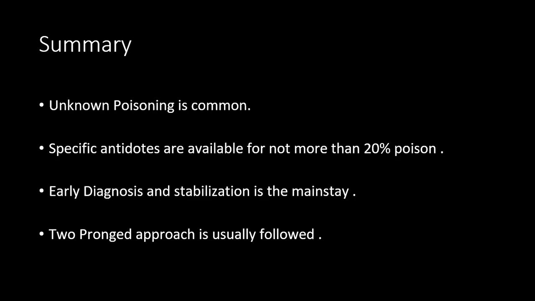So just to summarize, unknown poisoning is quite common, and specific antidotes are available for not more than 20% of poisons. And early diagnosis and stabilization is the mainstay, and usually we follow the two-pronged approach.